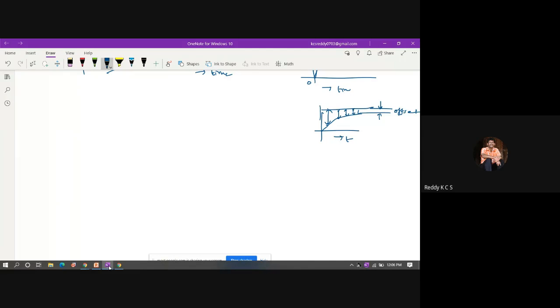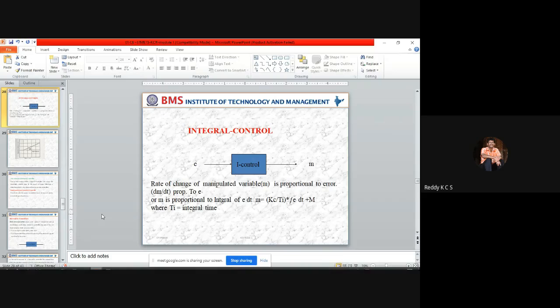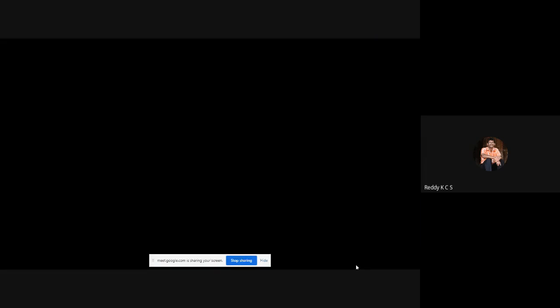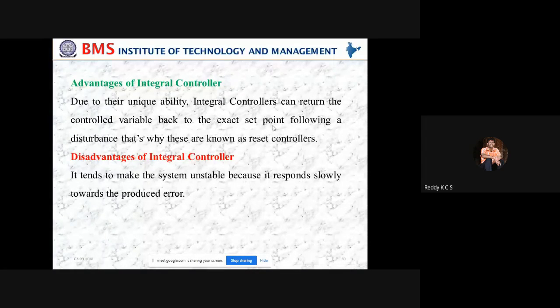So we use one more controller called the integral controller. Integral controller is also called a reset controller. Why is it called a reset controller? Due to their unique ability, integral controllers can return the controlled variable back to the exact set point following the disturbance. That's why these are known as reset controllers.